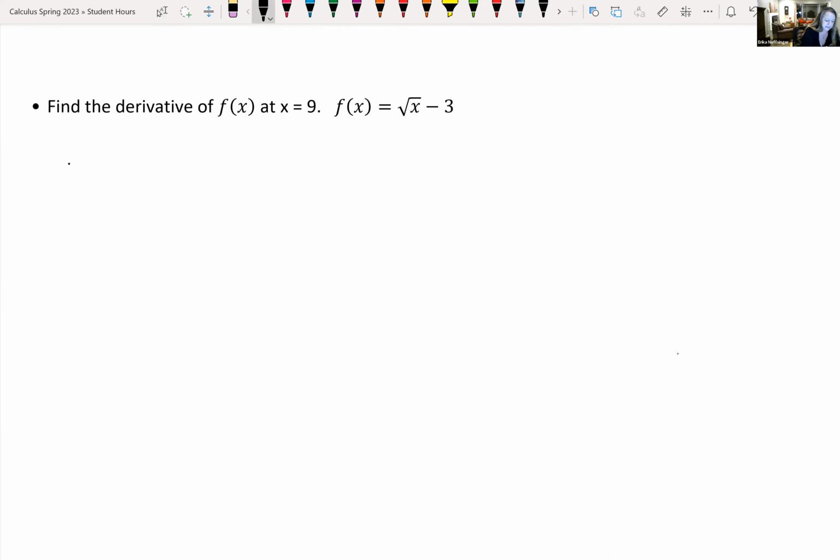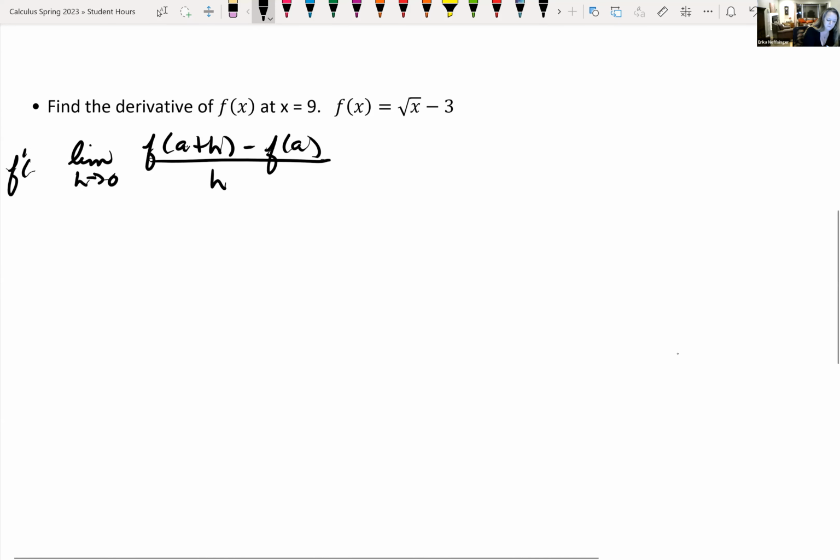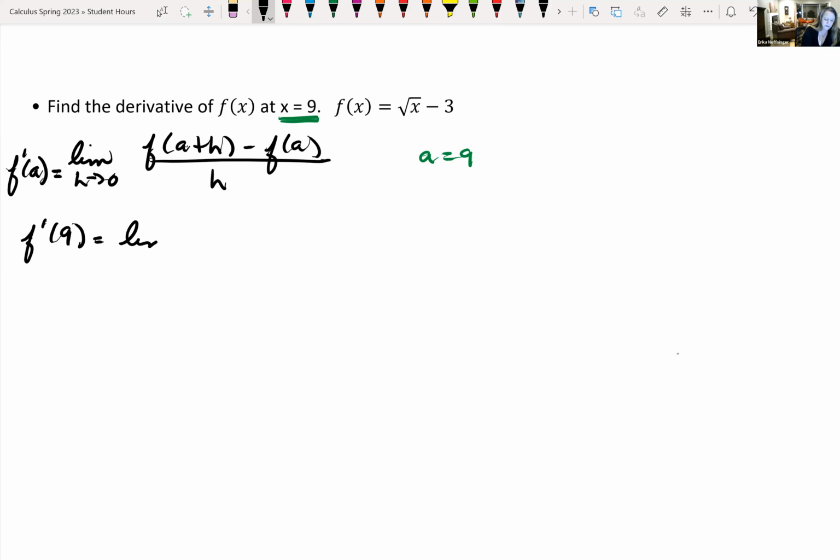We're looking at the limit as h approaches 0 of f of a plus h minus f of a, all over h. This is equal to the derivative of our function f of x when x is equal to a. In our case, we're looking at when x is equal to 9, so a is equal to 9. Let's go back in here and find the derivative f prime of 9. That's how we would write that.